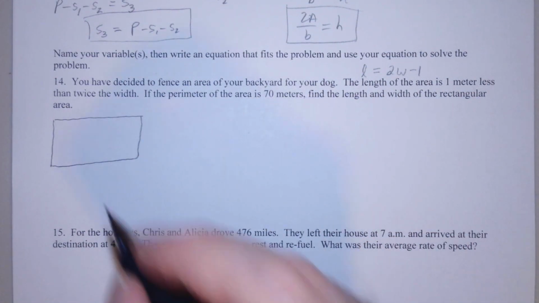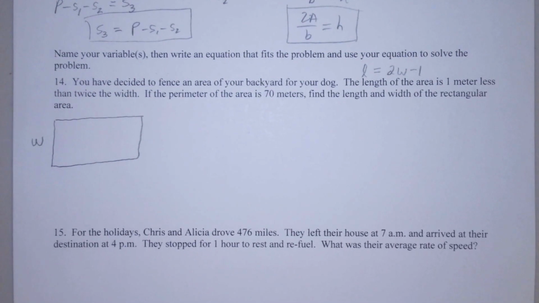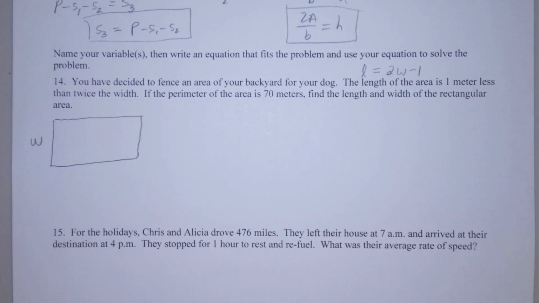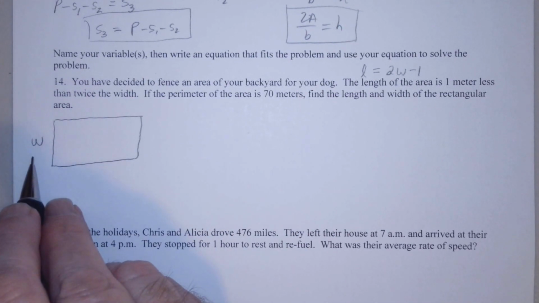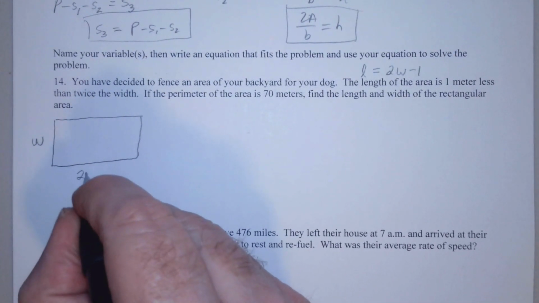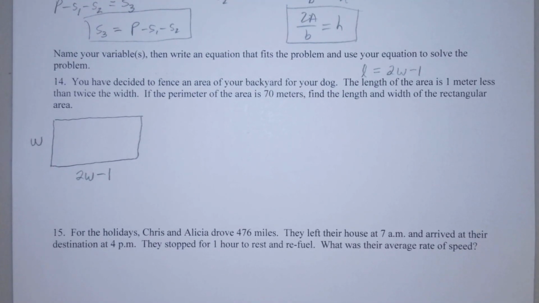All right, and so we want to write the length and the width using one variable. We're comparing the length to the width, so we'll call the width w, and the length is 2w minus 1. So now everything is in terms of w, our length and our width.